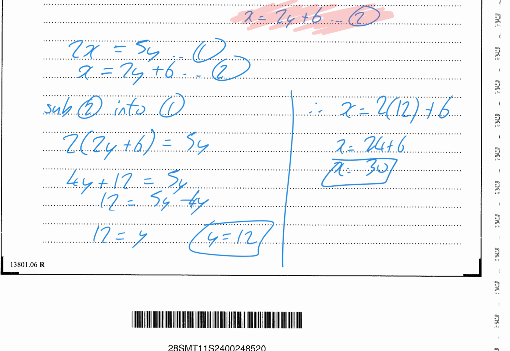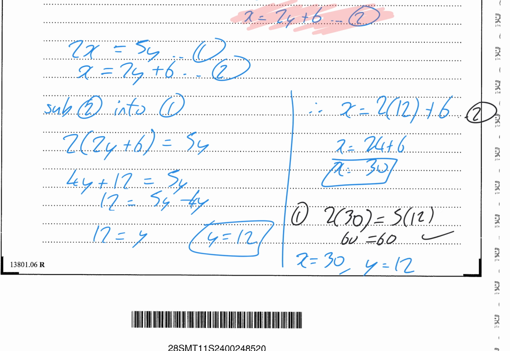Okay, right, I've messed that a wee bit, so I'm just going to check. That was my equation 2. I'm just going to check my equation 1 here. So 2 times x, 2 times the 30 equals 5 times my y, 60 equals 60. Happy days, that works. I don't normally do that check, but I just lost my train of thought there. So my answer: x is equal to 30, y is equal to 12.